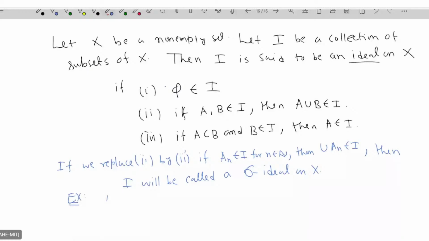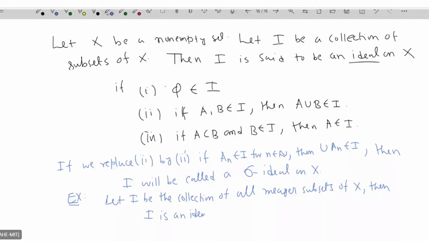So let I be the collection of all meager subsets of X, then I is an ideal. Similarly, you see that if we consider, okay, will it be a sigma ideal? Is a countable union of meager sets a meager set?